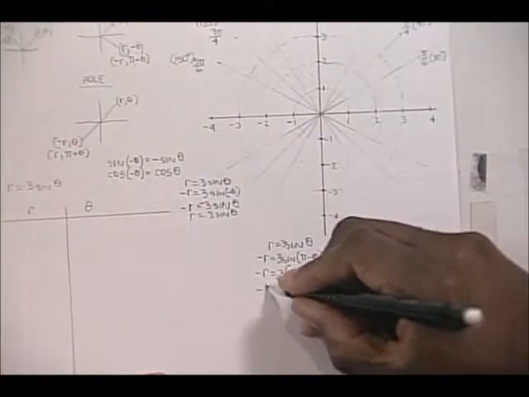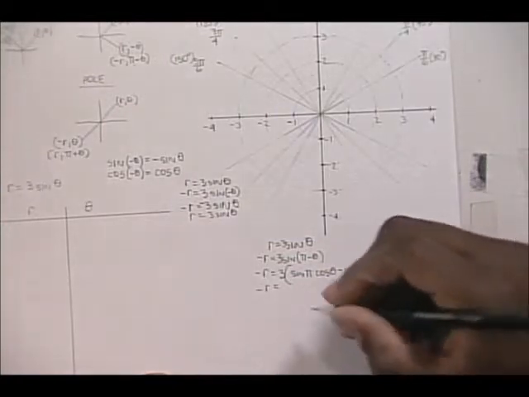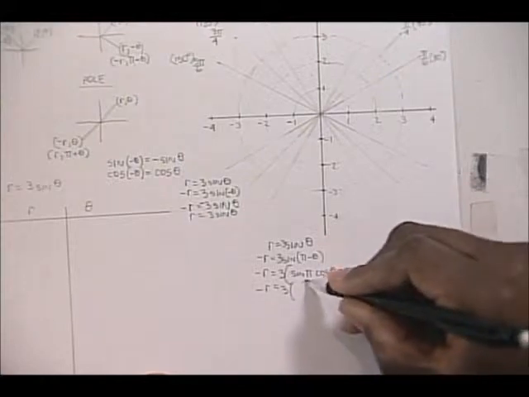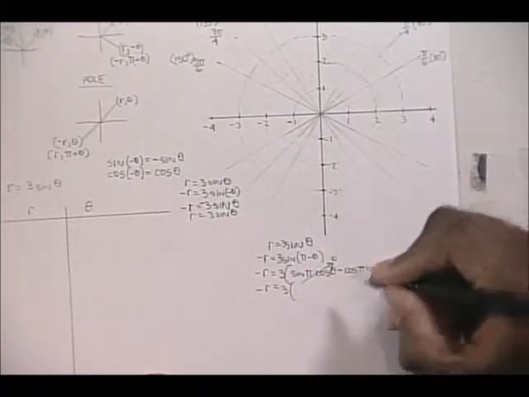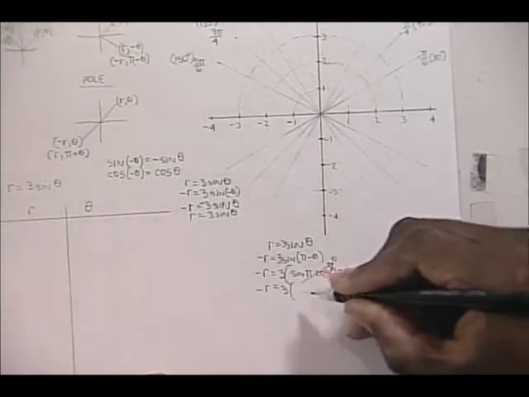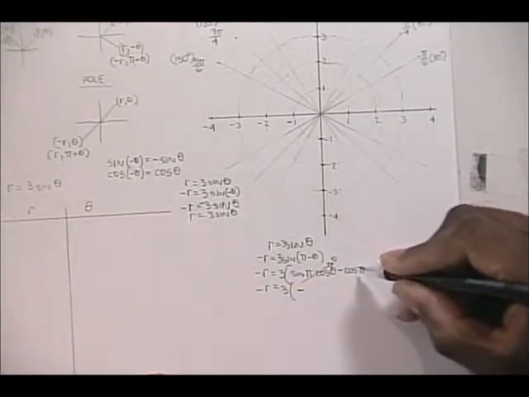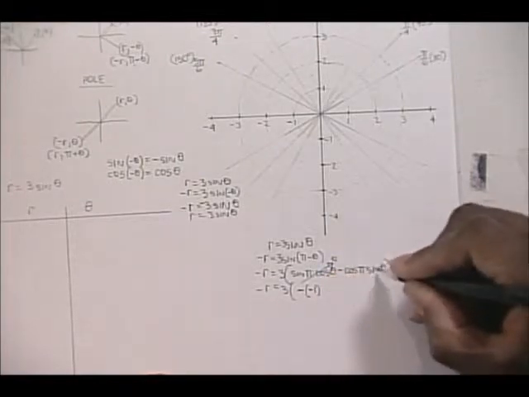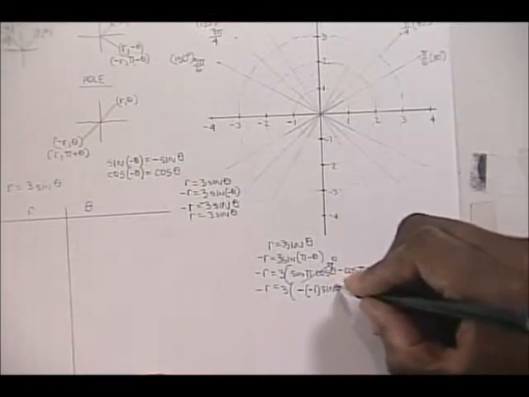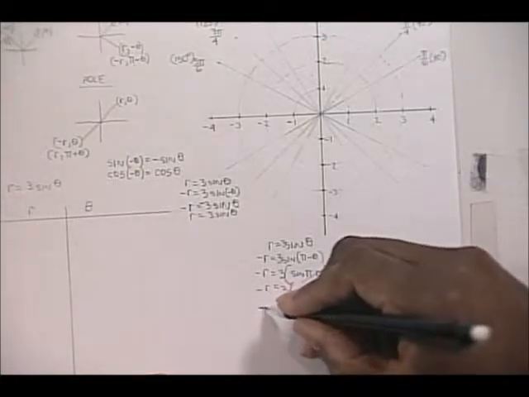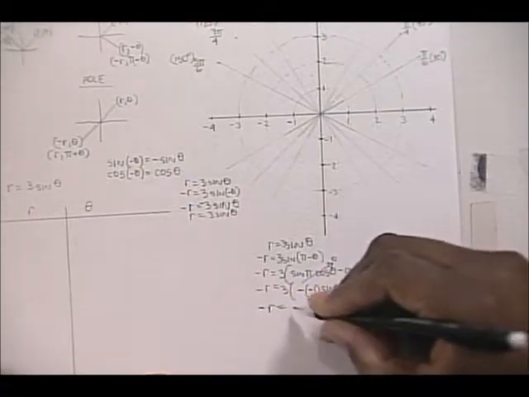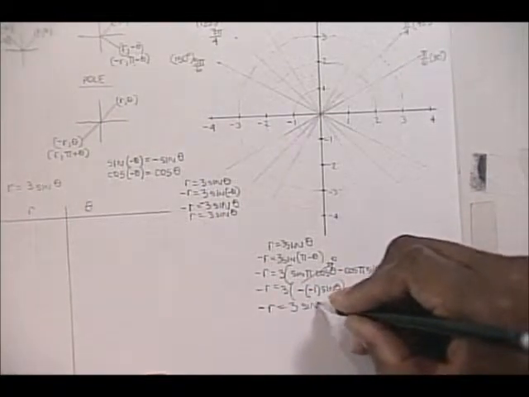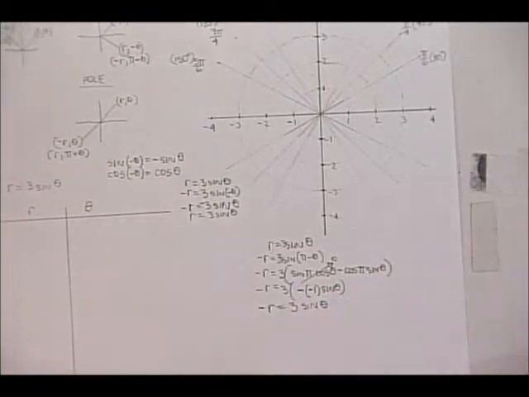So now we have negative r is equal to 3. The sine of π, that's 0. You would have to have gone into this topic knowing that. And then you have negative cosine π, that's negative 1, and then the sine θ. So what this simplifies down to is negative r is equal to 3 sin, negative times a negative is a positive, 3 sin θ. Negative r is equal to 3 sin θ.